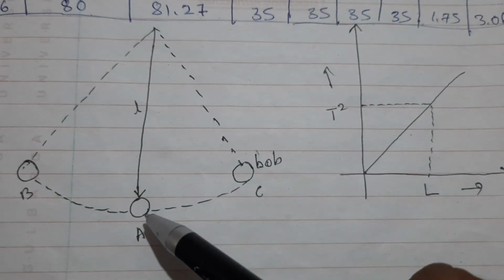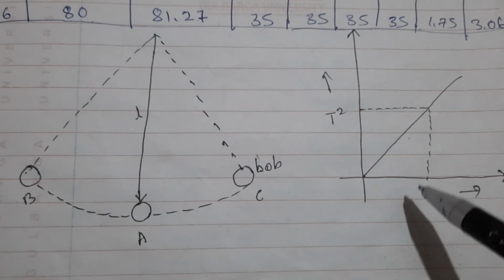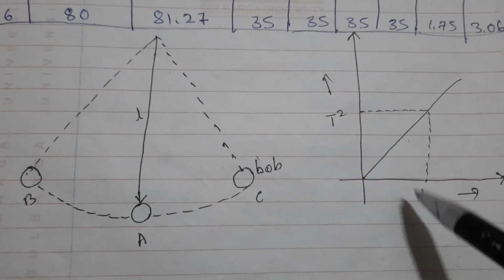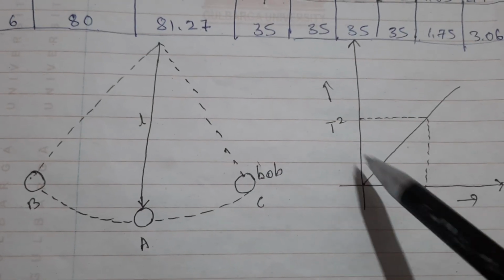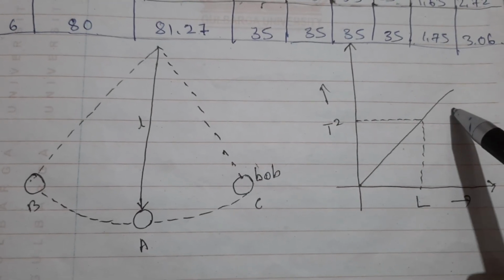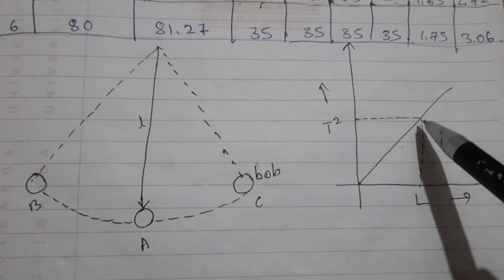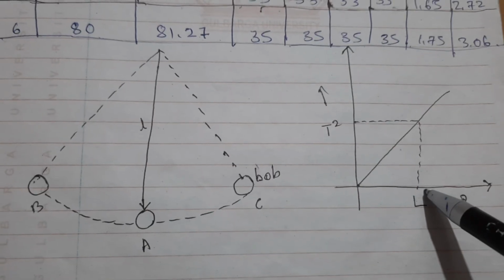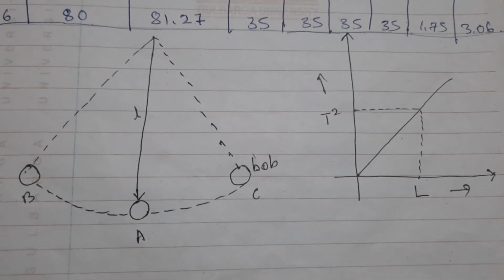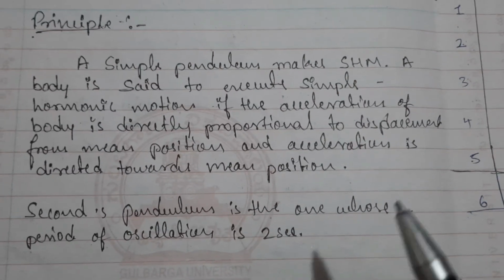This is the diagram for a simple pendulum. So the aim is what? We have to plot the graph of L versus T square. That graph must be a straight line and we have to calculate the length of the seconds pendulum. So what is a seconds pendulum?